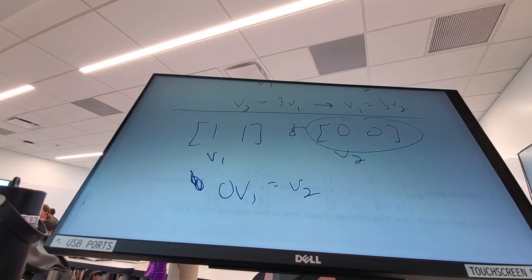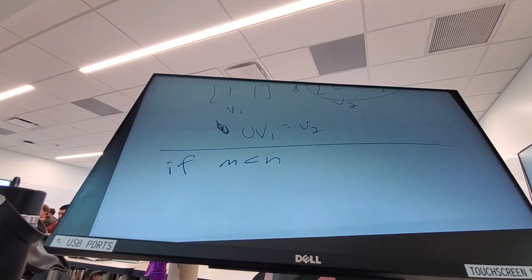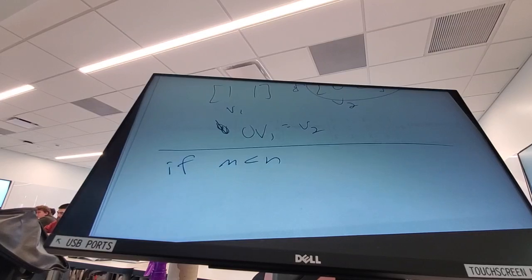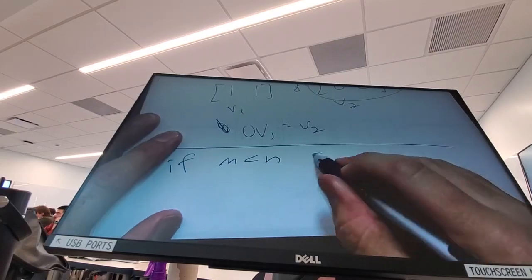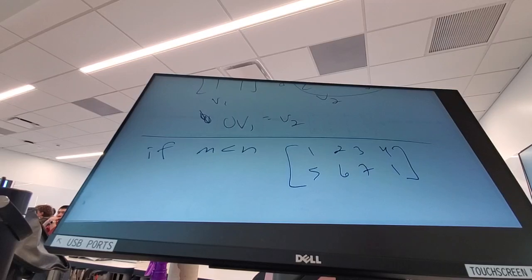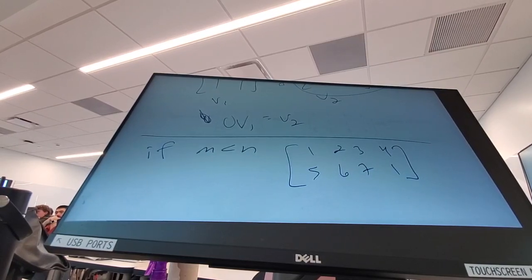Not really new, but let me ask you this real quick. If m is less than n, think about that for a second. What does that mean directly? What is m? The number of rows. And what's n? Columns. So if you have less rows than columns, what must be true? Something like 1, 2, 3, 4, 5, 6, 7, 1. It's more unknowns than the equations. Okay, good. More unknowns than equations, so it's over or under?